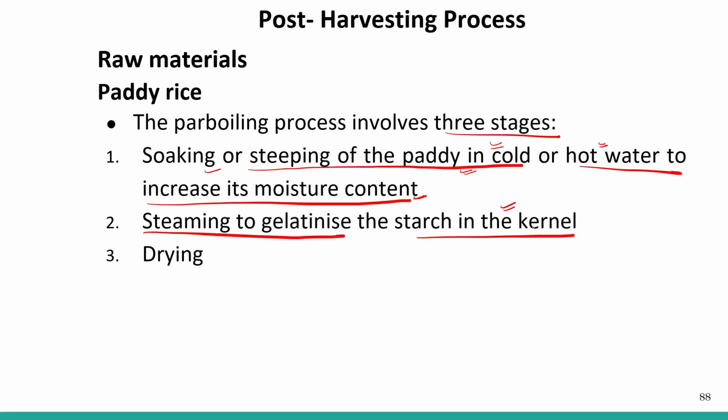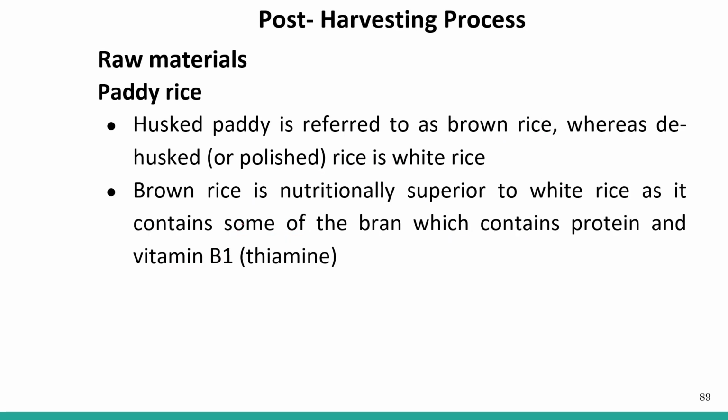So the outer covering of the seed, that is the kernel, has a lot of starch. So when you steam it, it gelatinizes the outer covering of the seed, right, and the husk that covers the outer surface gets removed. Now the third step is drying the seeds, because it has a lot of moisture, so it can spoil the grain. So for storing we can go for drying.